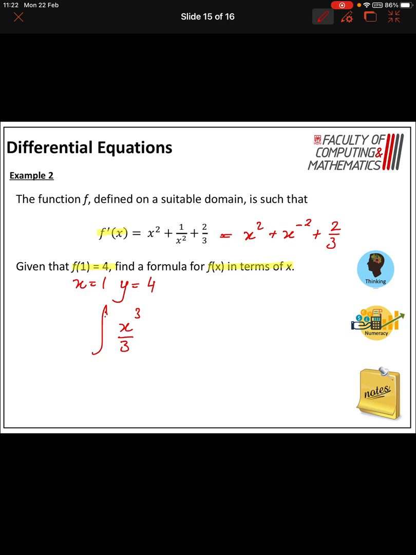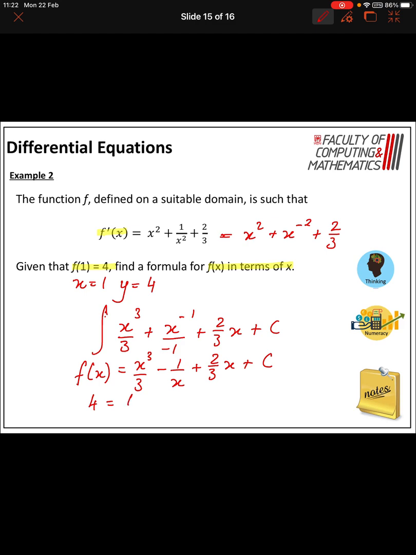Remember, you don't want any fractions in there. Okay, and 2/3 is just a number anyway. So add 1 onto the power and divide by the new power. Okay, so I've got f of x is equal to, I'm just going to tidy it up a bit slightly because I don't like that second term. That's going to give me minus 1 over x plus 2/3 x plus c. I'm then going to take my x is equal to 1 and my y is equal to 4, and I'm going to substitute these in here.